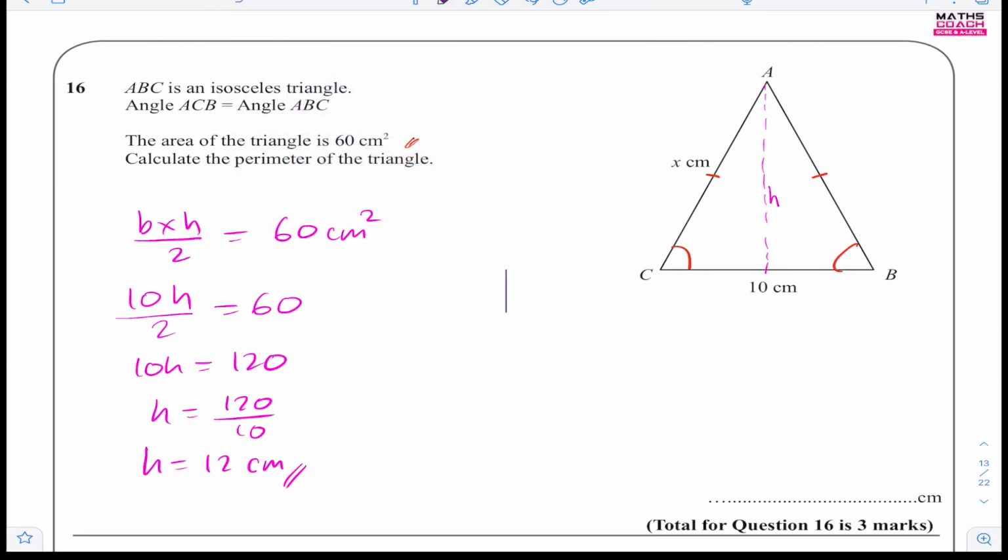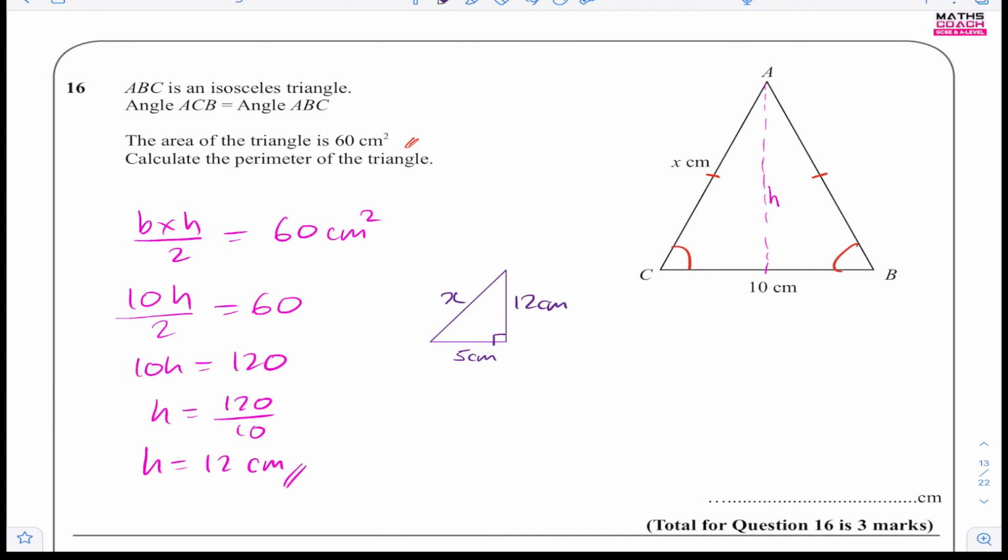What we can now do is use Pythagoras' theorem to find the length x. So that is 12 centimeters. We want to find what x is. Now this is an isosceles triangle, so when we split this in half, we also have half of this length right there. So therefore this is 5 centimeters.